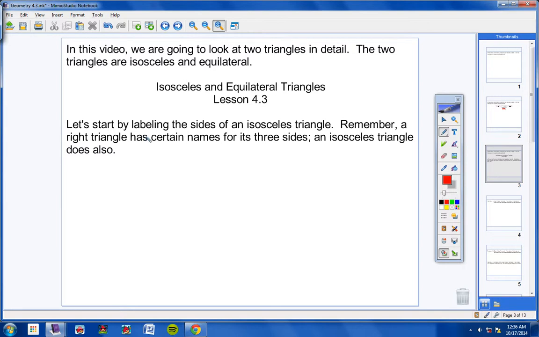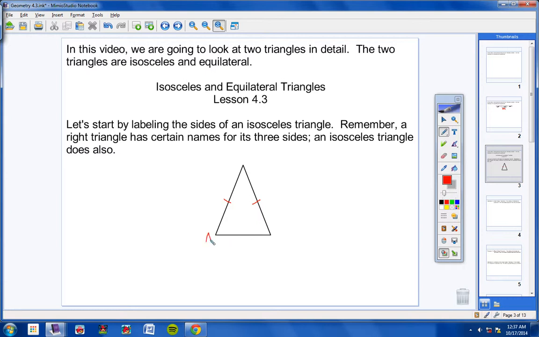Now listen, students, remember, a right triangle has certain names for its three sides. Well, an isosceles triangle does also. So I want you to write this down. Please take some really good notes. In your notes, go ahead and draw an isosceles triangle. Now, let's label this side here and this side here as the two congruent sides.